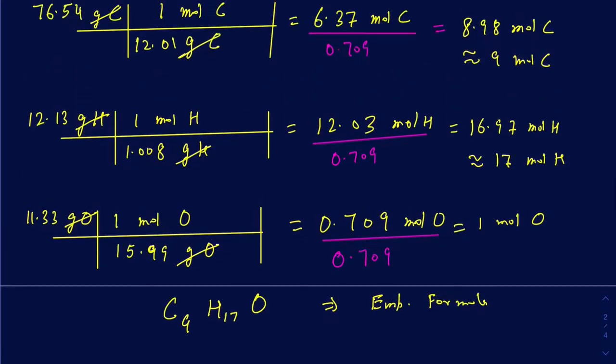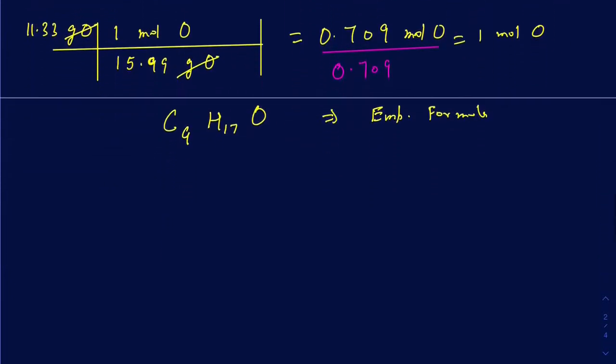Okay, so if they were not close to a whole number, then you would have to multiply with the smallest integer to get to a whole number. But in this case, we didn't have to do that step. They were actually already in a whole number. So now the next thing we have to do is find the molecular formula.